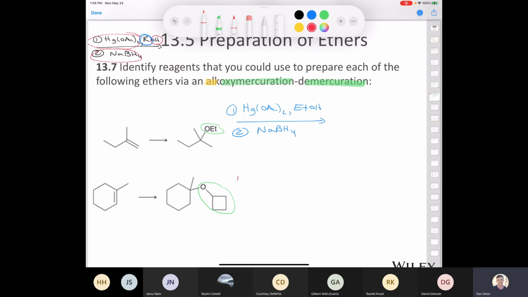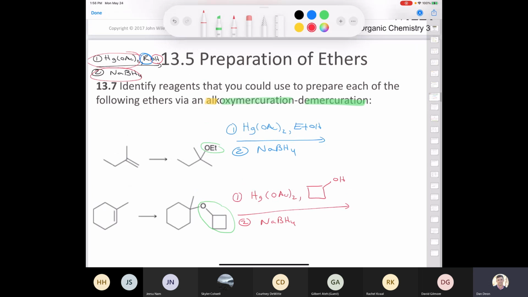So the first step is going to be mercuric acetate, cyclobutanol, which is a cyclobutane with the hydroxyl on it. And then in the second step, we use sodium borohydride, just like that. Alkoxymercuration, demercuration.